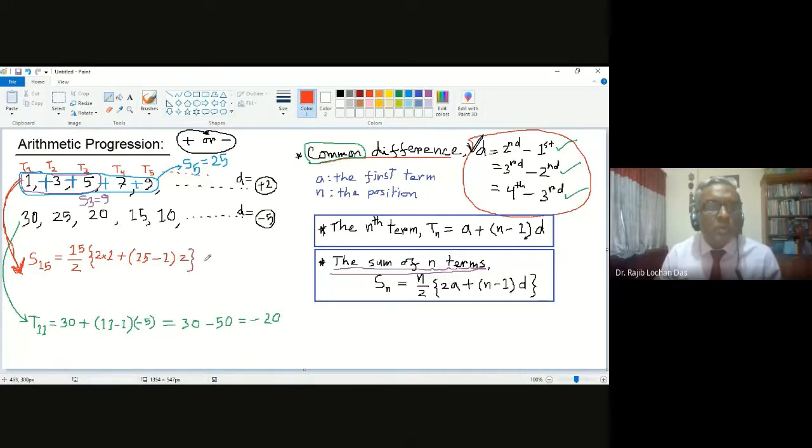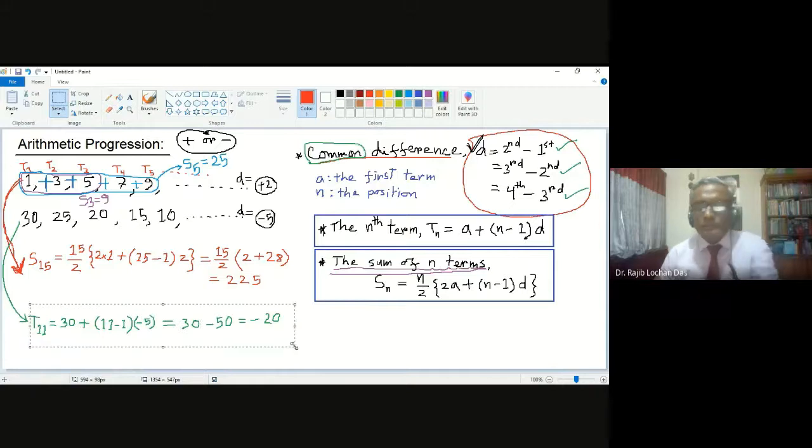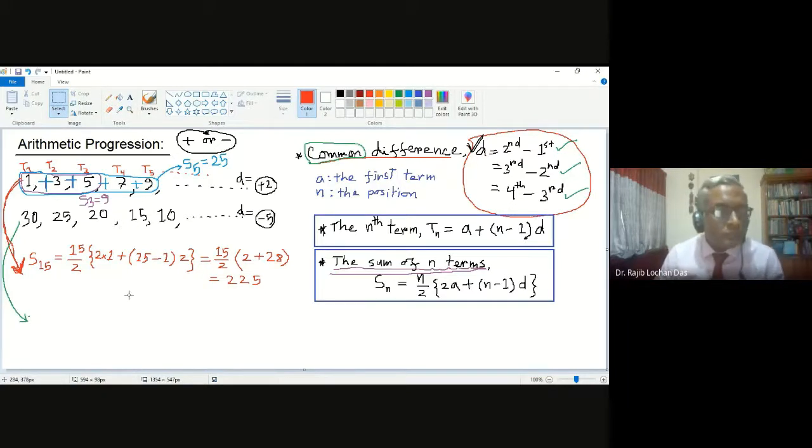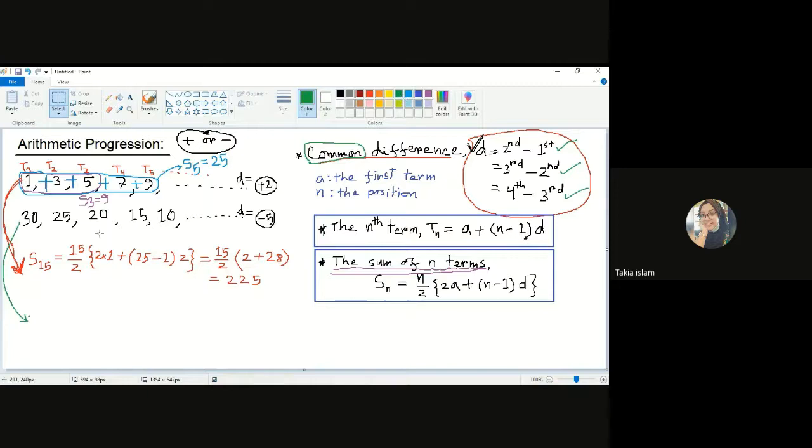So you now calculate. It is 15 by 2, and then within the bracket you have 2 plus 14 into 2. 14 into 2 means 28. So 2 plus 28 is 30. So it is again 15 into 15. So 225. This will be the answer. Okay, clear. Yes, sir.